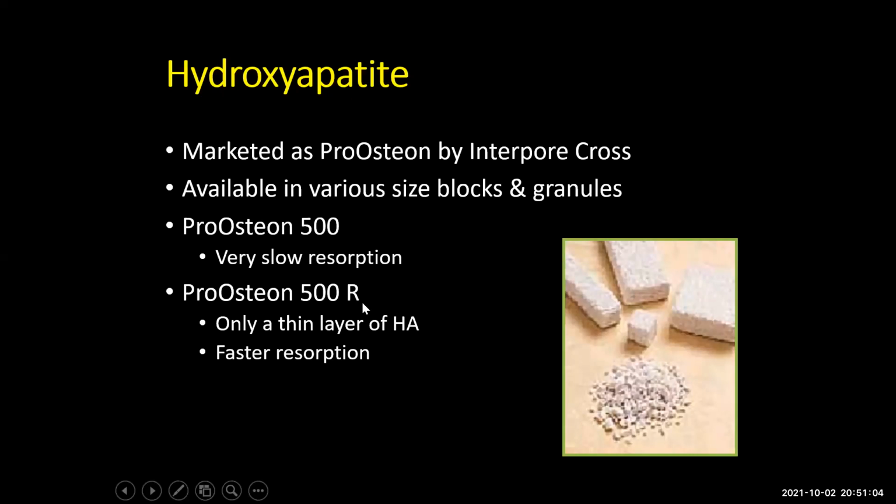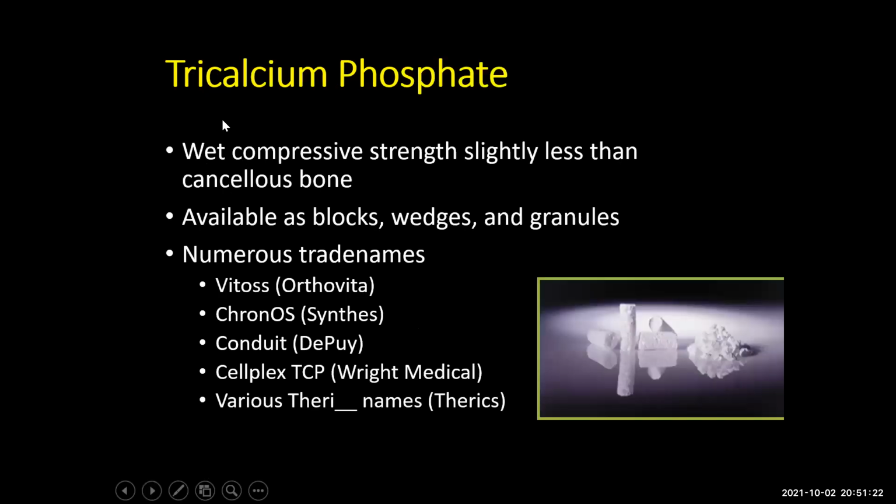Only a thin layer of hydroxyapatite is nowadays used in the form of Pro-osteon 500R. This is having a faster resorption. The G bone is one of the examples of Indian available hydroxyapatite, slow resorbing. The tricalcium phosphate has compressive strength slightly less than cancellous bone. Available as blocks, wedges, and granules. Chronos is the commonly used one, which you might have heard in your institutes also.